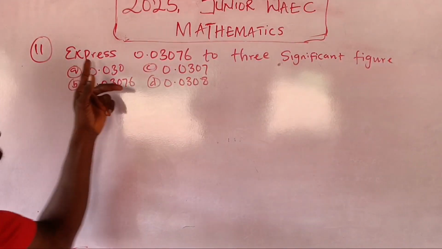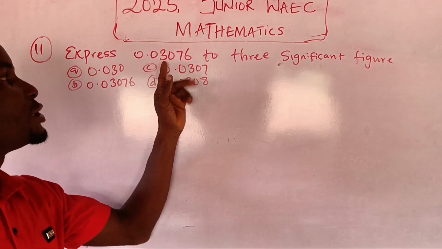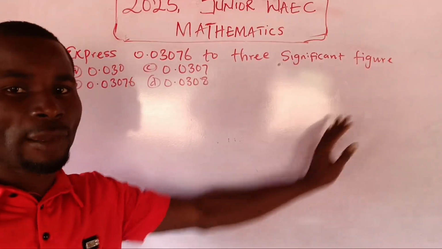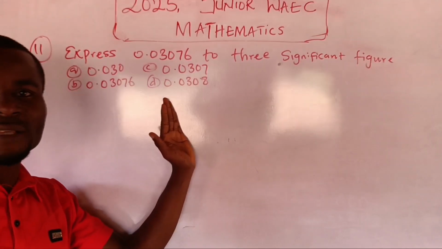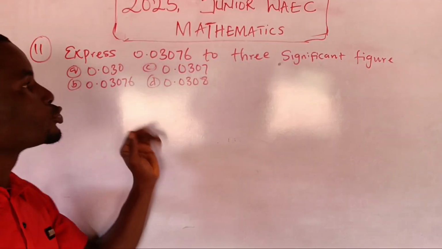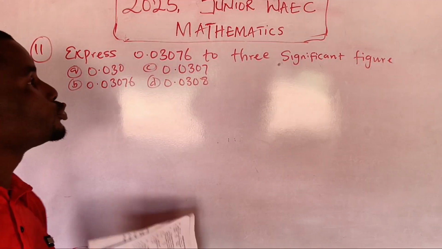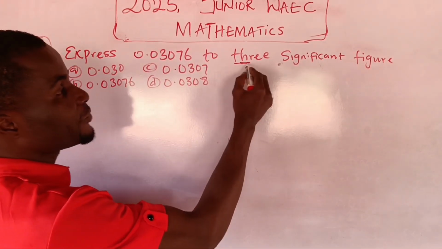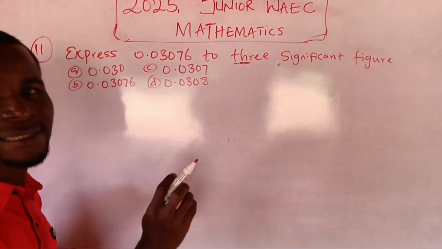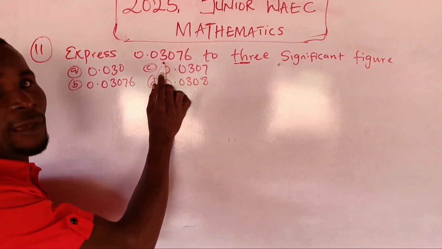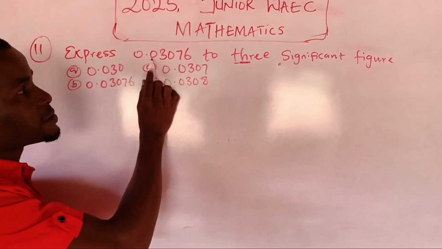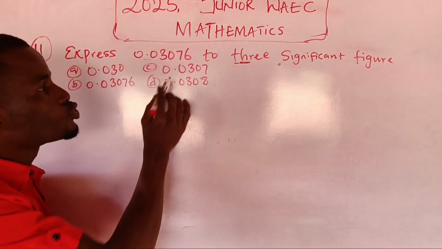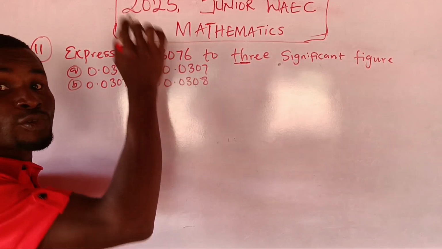Now let's check question 11. Question 11 says, express 0.03076 to 3 significant figure. This is quite different from standard form. So to express this one, you check. They said we should express it to 3 significant figure. So you start from the figure. This 0 does not matter as a significant figure. So you start from the number. That is where you start counting.